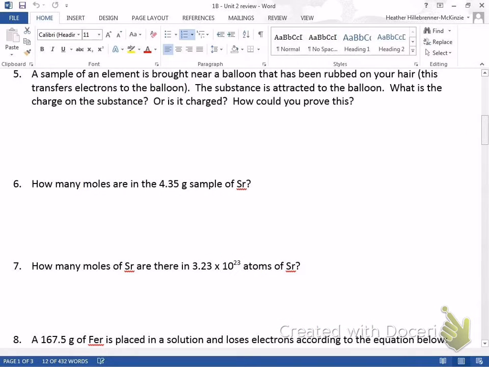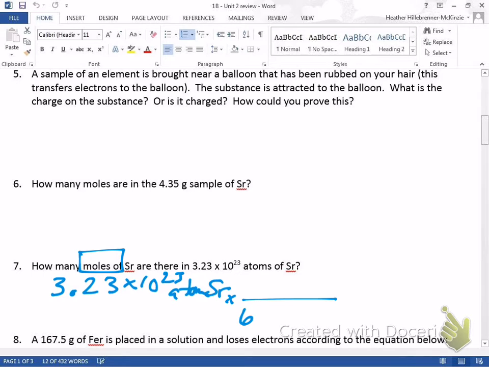All right. Next problem. What did you guys do here? 3.23 times 10 to the 23rd atoms of what? Strontium. So I need to do what? What goes on the bottom? Because remember, we're trying to get to moles. So we're going with Avogadro's number, which is 6.022 times 10 to the 23, and these are atoms. And we have 1 mole on top.